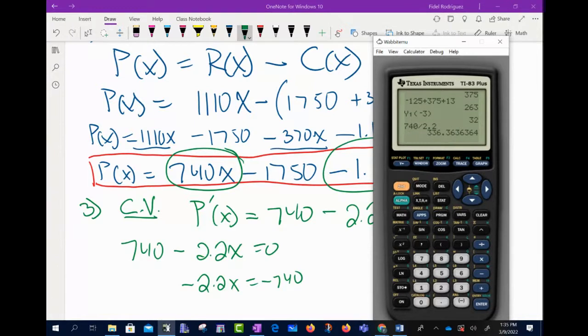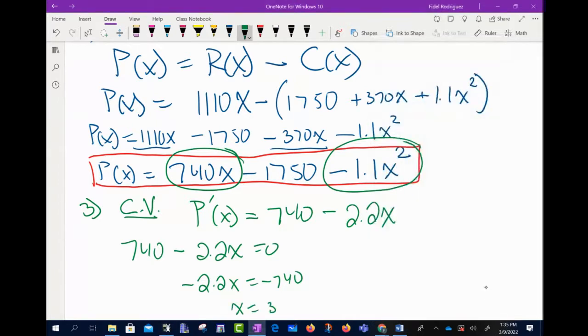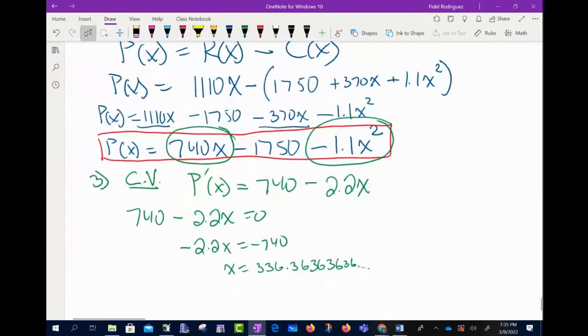And I'm coming up with like 336.36363636. Okay. So x is equal to 336.36, 36, 36, so on and so forth, right? Okay.